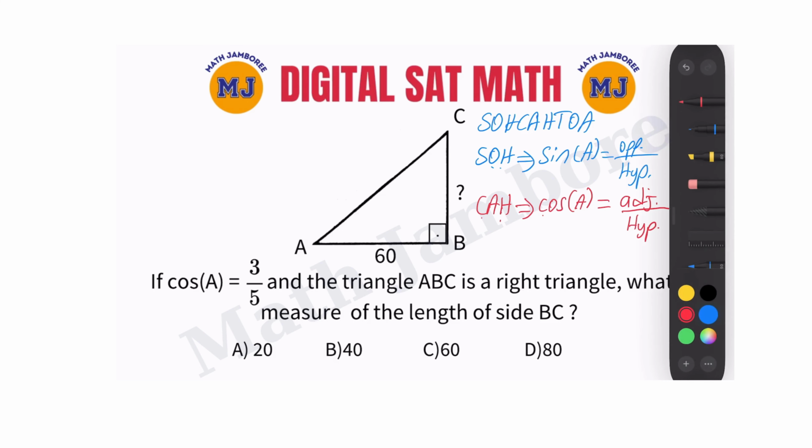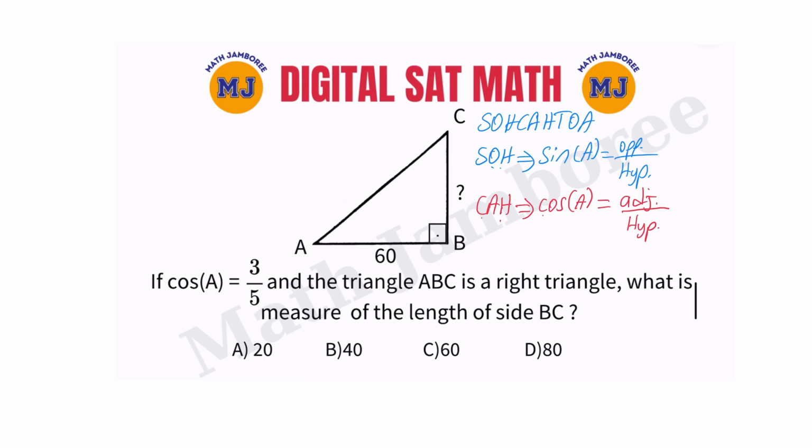And TOA, I'll use a black color for that. TOA is tangent A, which means T comes from tangent, O comes from, remember, opposite, and the A is the adjacent.